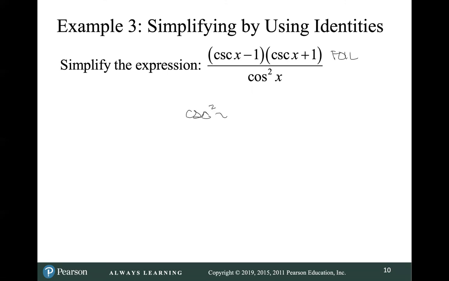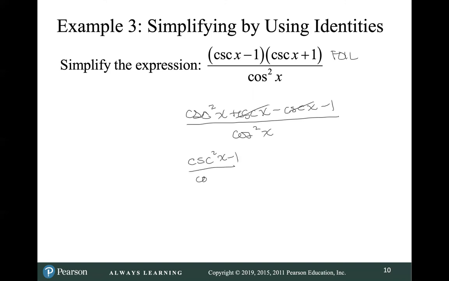Cosecant squared x plus cosecant x minus cosecant x minus 1. Those cancel out as I knew they would. So now I'm going to go ahead and rewrite it. Cosecant squared x minus 1 divided by cosine squared x. Now, I know I have cosecant, and I have a 1. And anytime I have a 1, it should make me think of the Pythagorean identities.